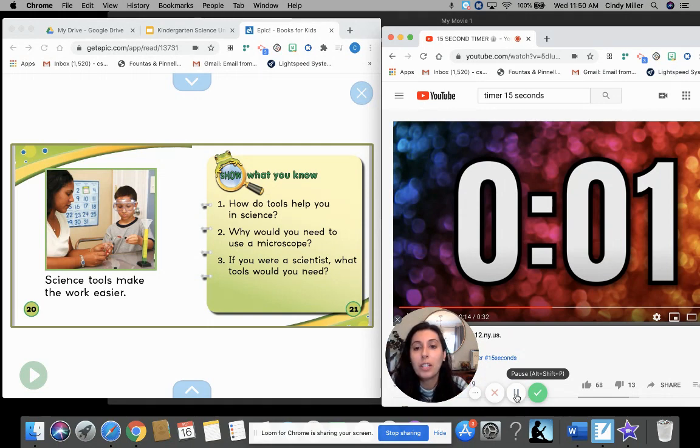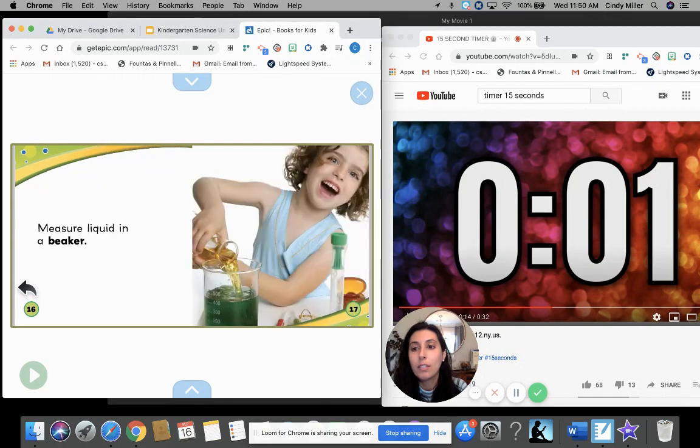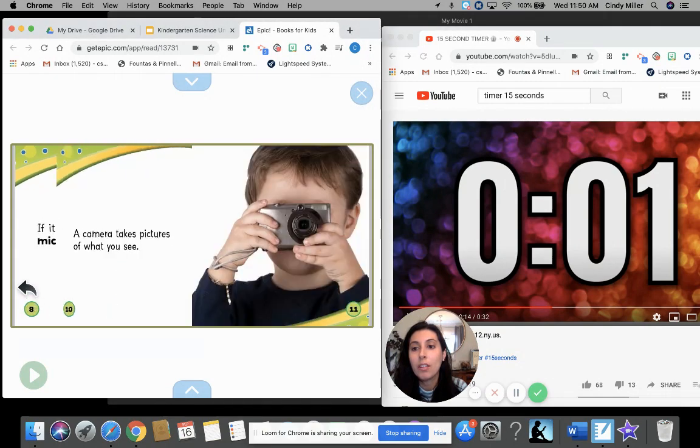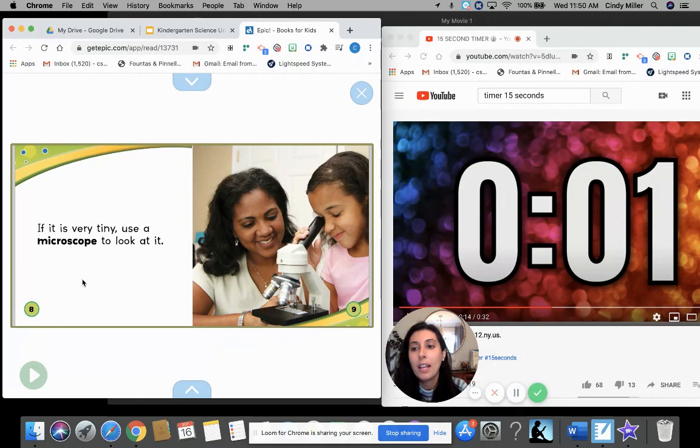Okay, now for our next question. Why would you need to use a microscope? Do you remember what a microscope looks like? I'll show you. Let's go back to that page that talks about a microscope. Here it is. If it is very tiny, use a microscope to look at it. So why might we need to use a microscope? I'm going to reset the timer.